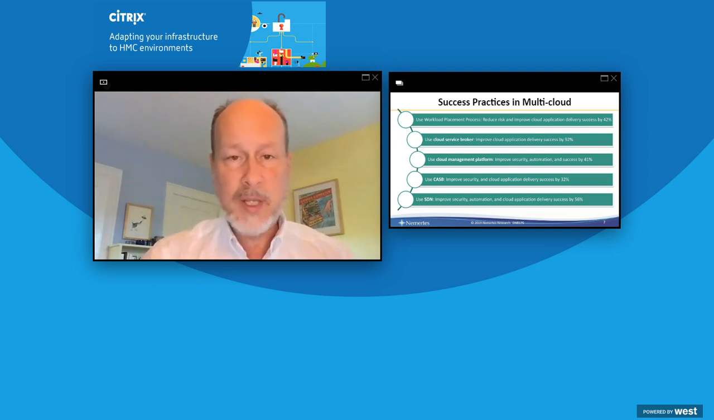That can improve security in your data center. It definitely improves your ability to automate and improves overall success by 41%. Using a cloud access security broker. This is a tool that brings consistent policy and access rules and enforcement to your use of external cloud environments and can improve cloud delivery success by 32%.